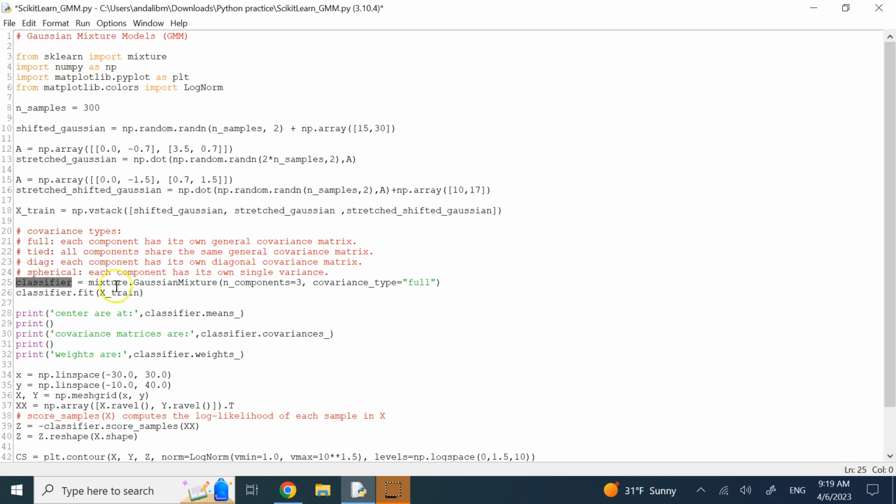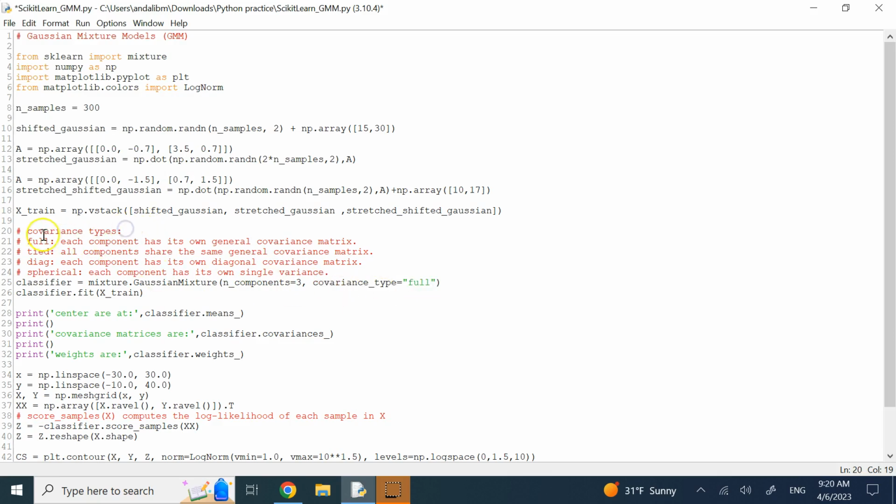In order to apply that, we use mixture.GaussianMixture, and we need to pass to it the number of components. Here I know ahead of time that it's 3. Not always do you know that, so we can change this number and see what the result would be. So here I use exactly the number of Gaussians that I have, and then for covariance type I use full. And now you might say, what is full?